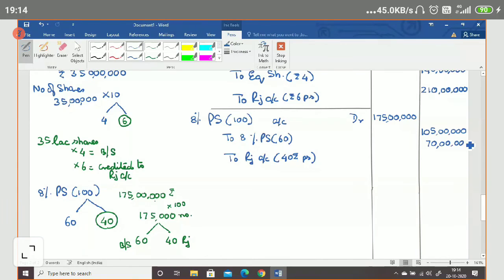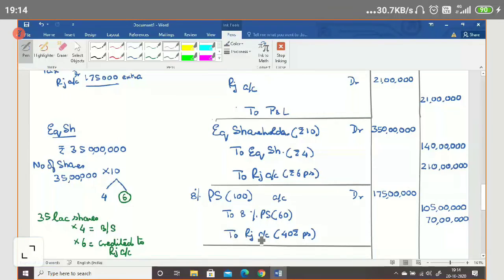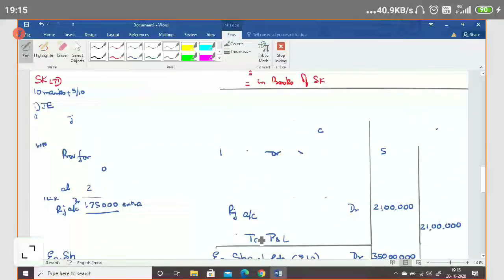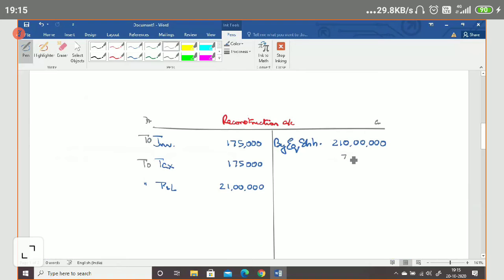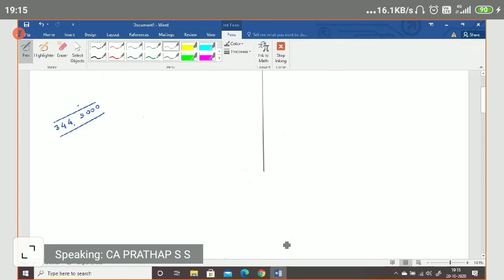Correct? Journal entry is telling, Subhashini Naidu. Just write: being preference shares written down to 60. That's all. Or being sacrifice of preference shareholders. Now, what should you do now? Immediately post it to the reconstruction account and balance sheet. So reconstruction will be 70 lakhs and 105 lakhs. And in the new balance sheet, 105.